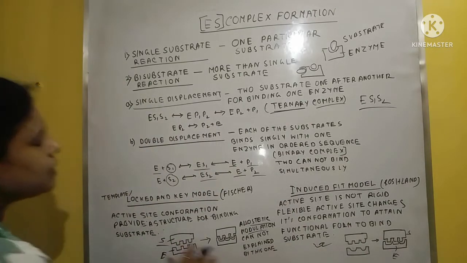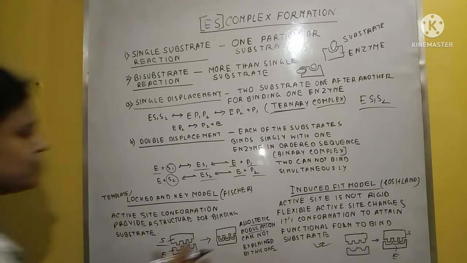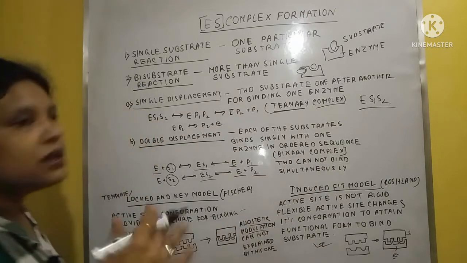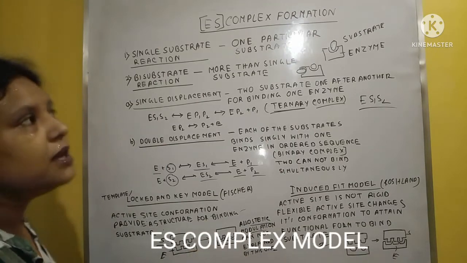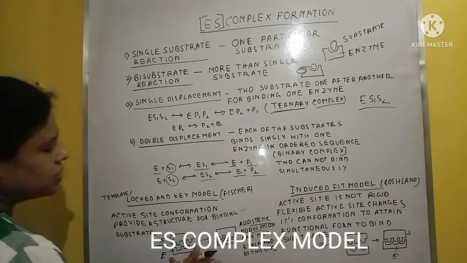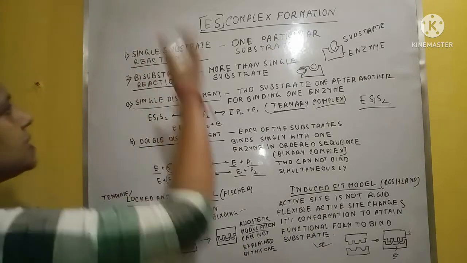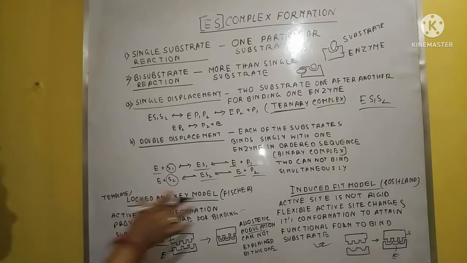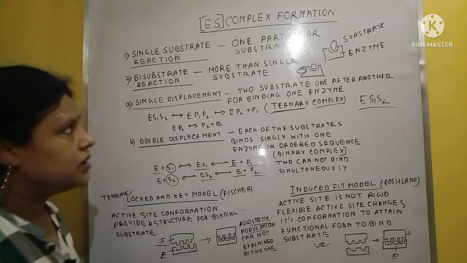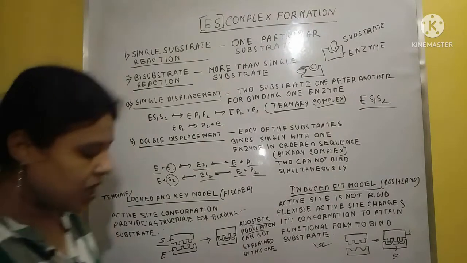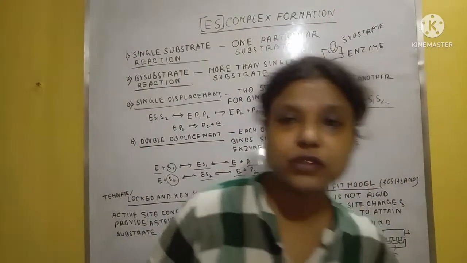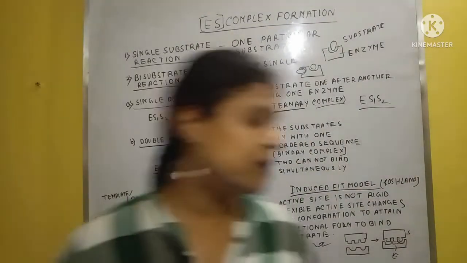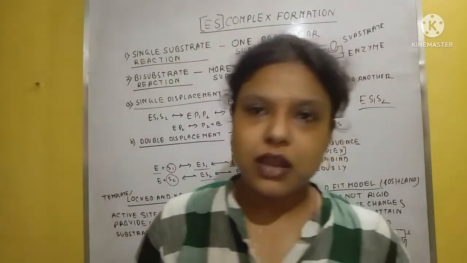At first this model was appreciated, but when allosteric modulation was discovered, demerits were created for this opinion. So this is the formation of the ES complex and these are the models of its formation. Now we learn about the factors that are very important for the formation of the ES complex.